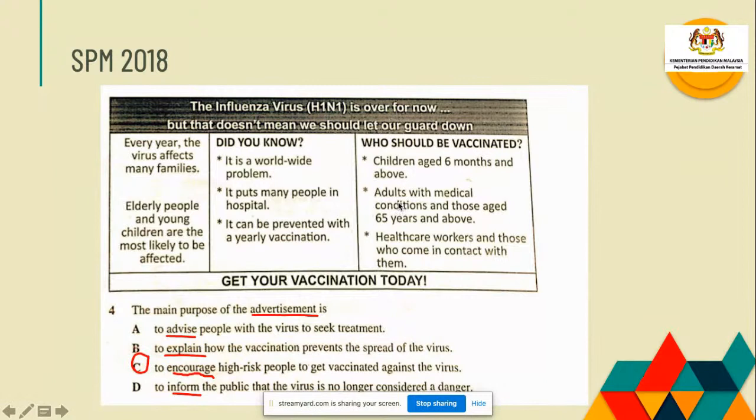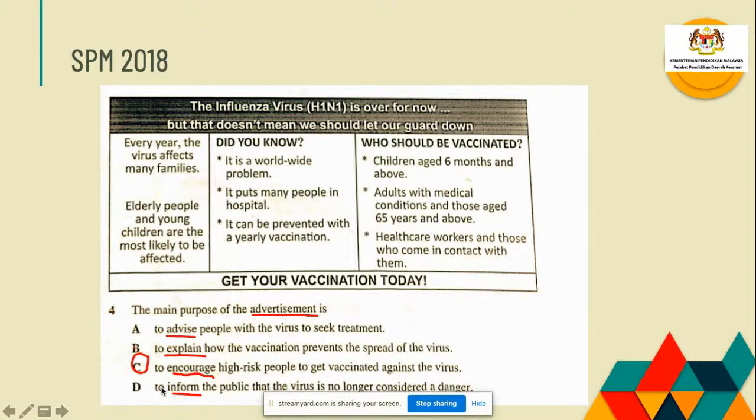Okay, D. Kenapa D salah? To inform the public that the virus is no longer considered a danger, which is totally wrong. Sedangkan dia kata, he doesn't mean we should let our guard down. Maksudnya, D adalah salah. So that's why the best answer is C.